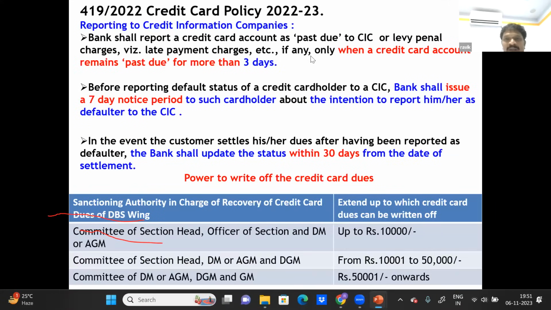If somebody is not paying credit card dues, when we have to report, what are the guidelines? Let us see. Bank shall report a credit card account as past due to CIC or levy penalty charges only when a credit card remains past due for more than 3 days. For example, your credit card is due on 1st of December. 1st of December, you have not paid. Immediately, bank should not report to CIC. They need to wait for a minimum of 3 days.